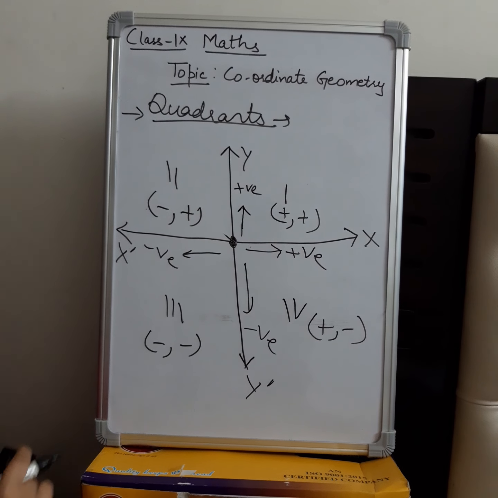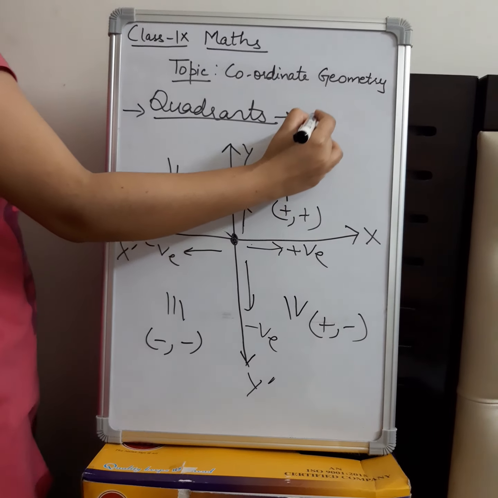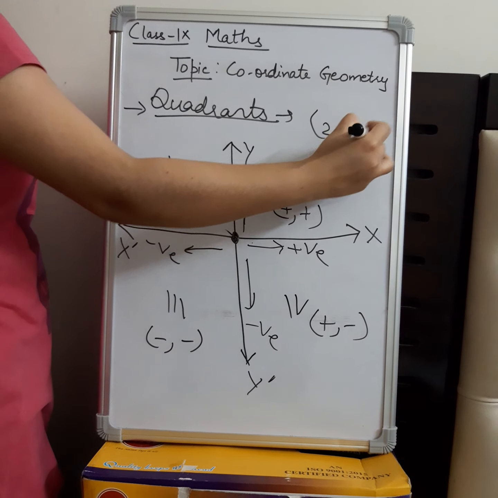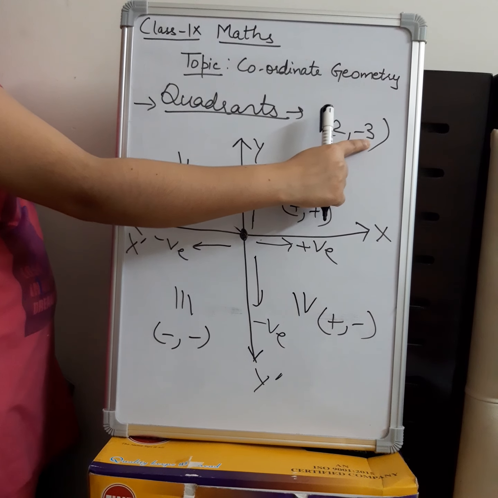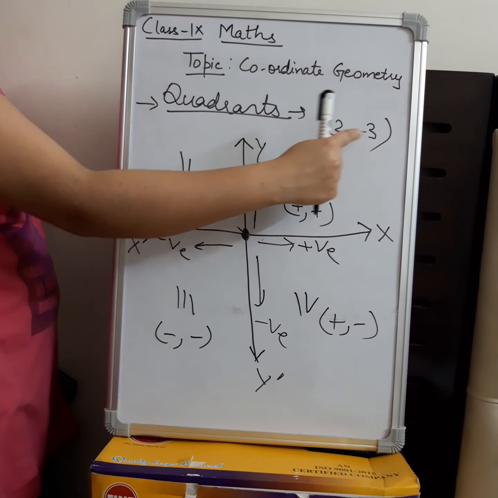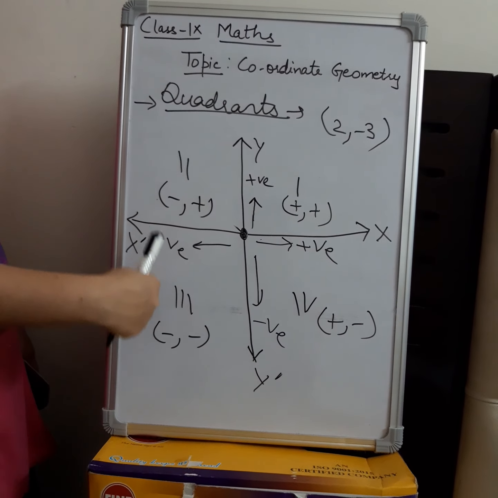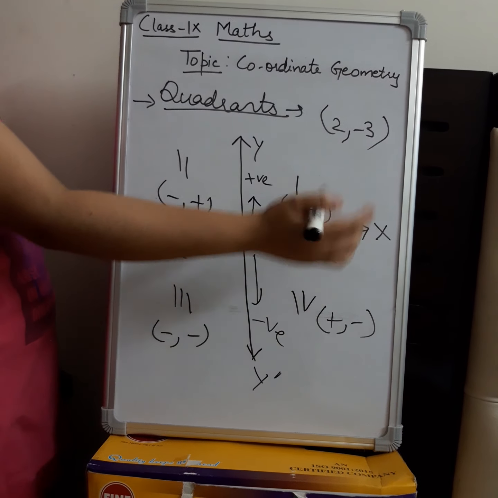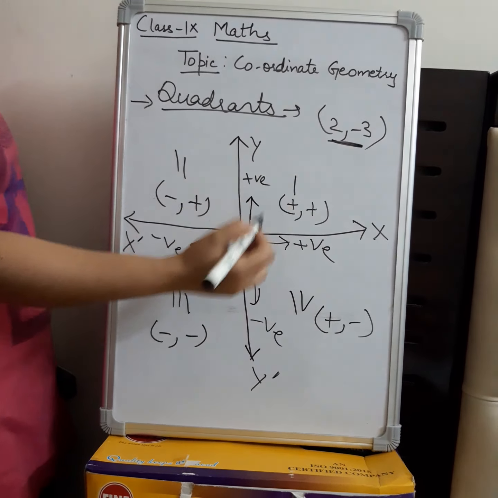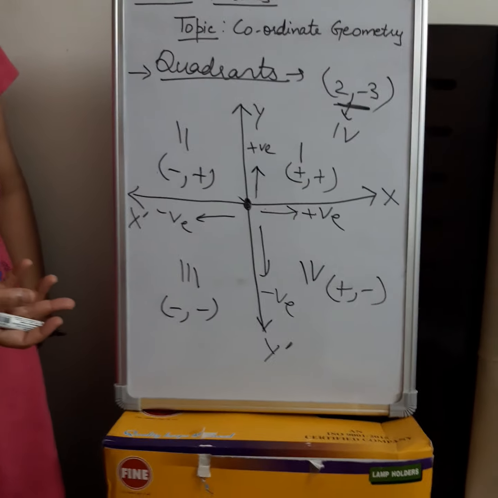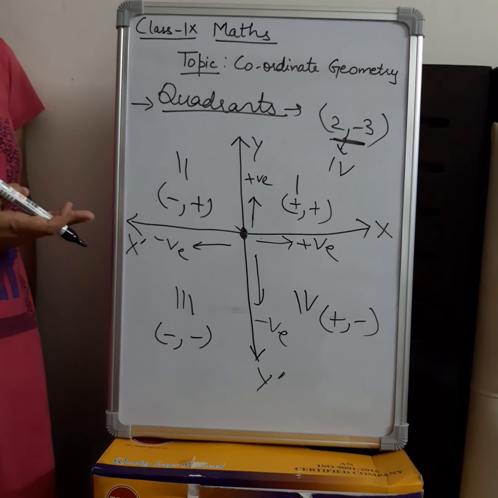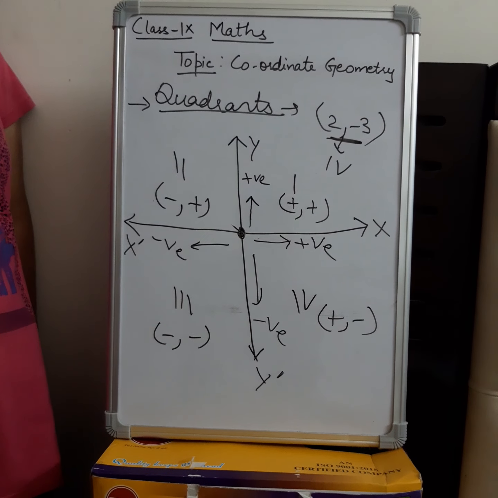Now for example, if I ask (2, -3), in which quadrant will this lie? First is x, second is y. So x is positive, y is negative. Now you check, positive, negative is in the fourth quadrant. So this point will lie in the fourth quadrant. This way you can get a question where you have to tell in which quadrant a particular point is lying.